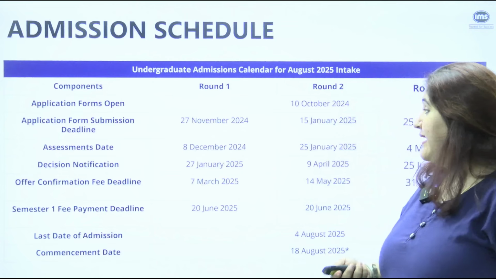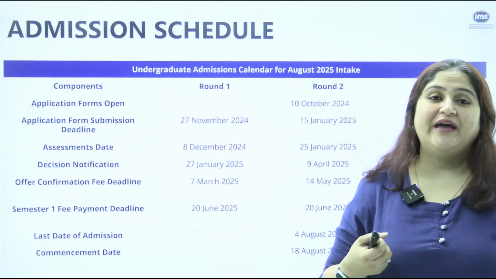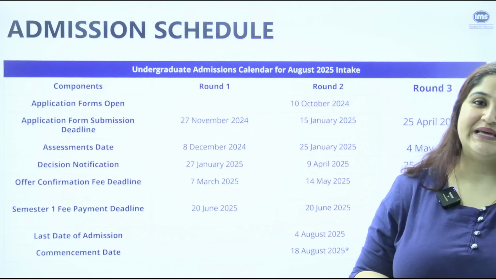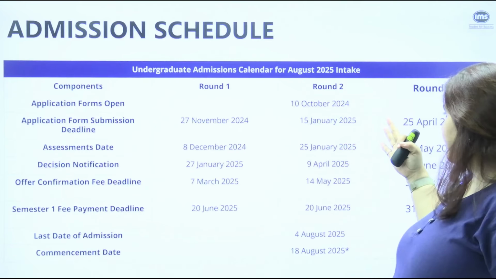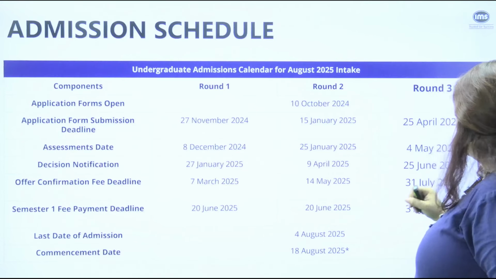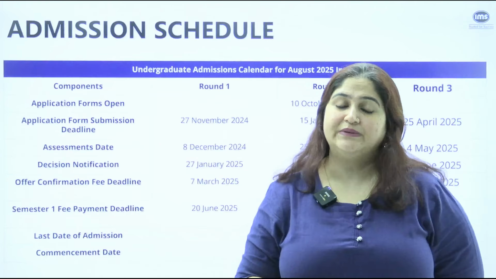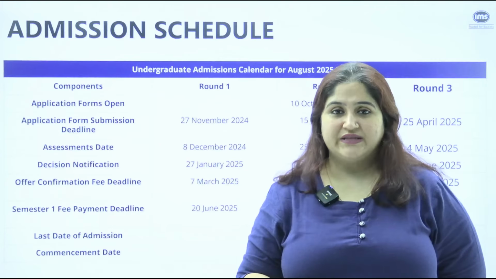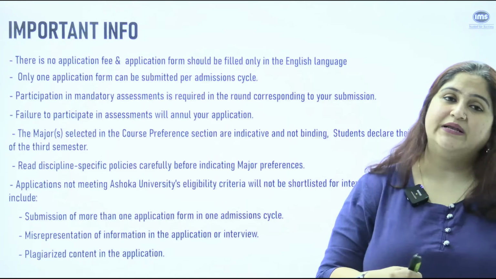Okay, by 27th of January 2025, if you are selected, you will be sent the emails for the decision. Simultaneously, round 2 will be ending on the 15th of January and round 3 will be ending on the 25th of April 2025. Okay, the schedule is available on the Ashoka University website itself. Now let's look at some important information while you're filling the form.